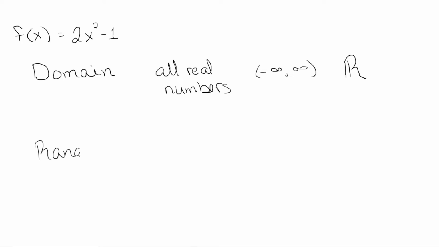The range, on the other hand, these are the outputs that we get. And we can't get any number out of this function. To make x squared as small as possible, we would have to input 0. And 2 times 0 squared minus 1 is negative 1. And it's impossible to make this function any smaller. Inputting any positive numbers is going to make x squared positive, and inputting any negative numbers is going to make x squared positive. So inputting 0 is the lowest possible output.